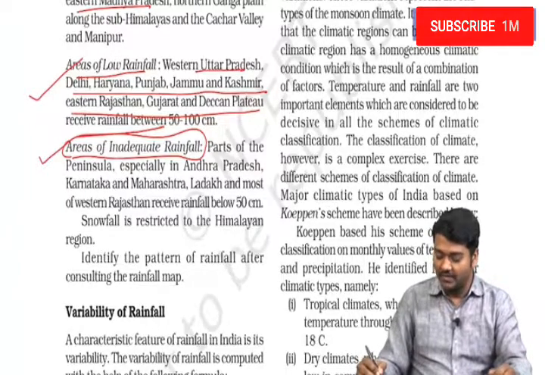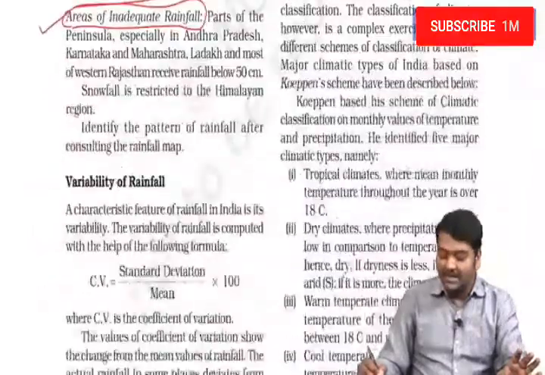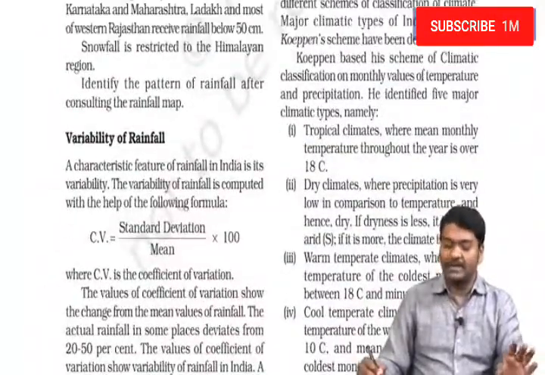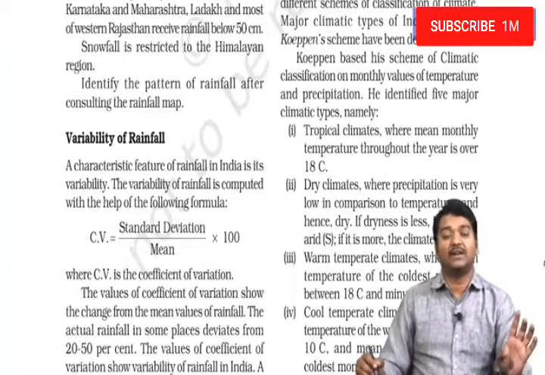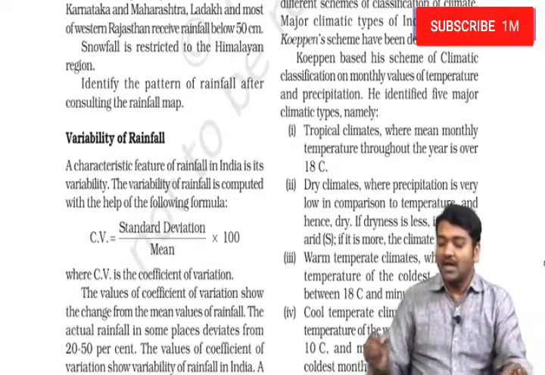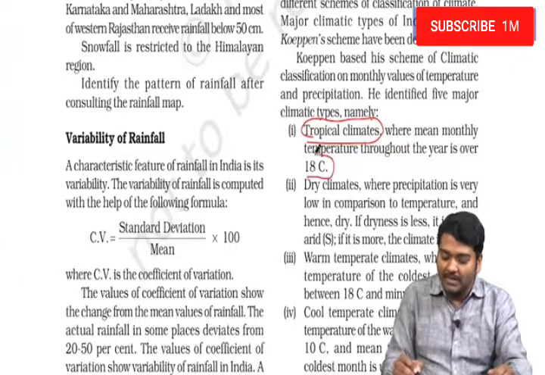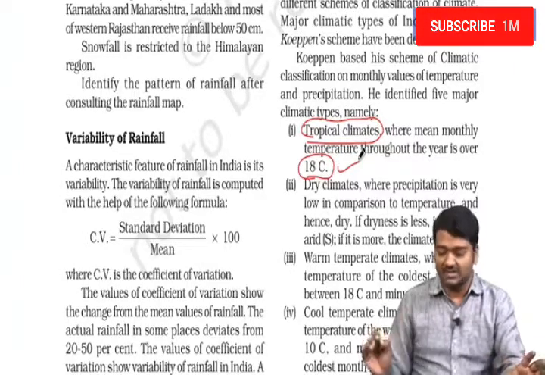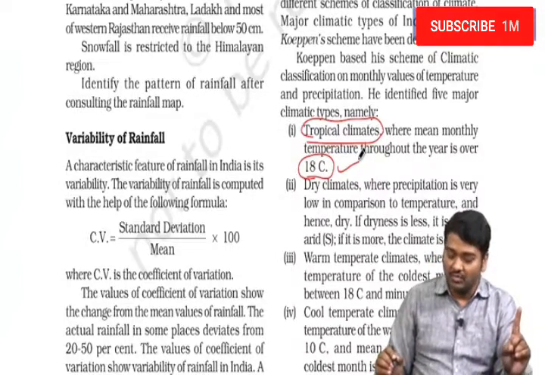On the basis of this, there are different climatic classifications, and NCERT books talk about the Koppen classification. Here you should understand certain basic factors. This will help us in understanding the global climate as well. First important thing is tropical climates. What is the meaning of tropical climates? Even in winter, the temperature will not be less than 18 degrees Celsius. That is, the temperature will be more than 18 degrees Celsius throughout the year.